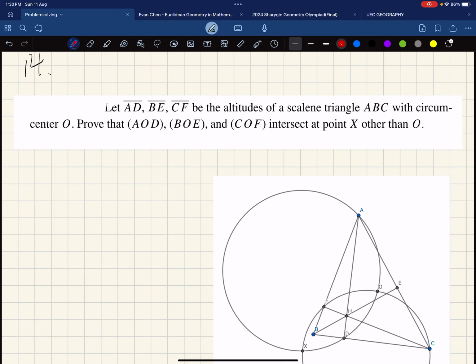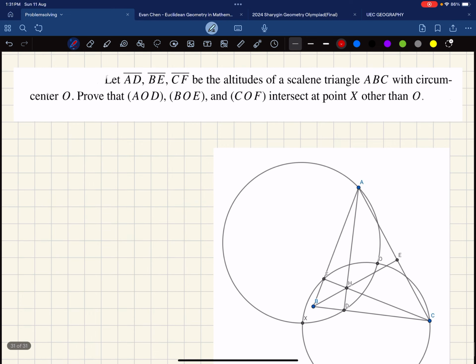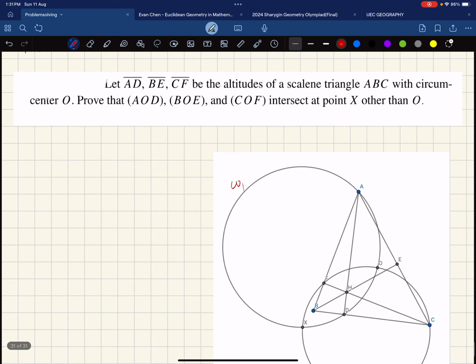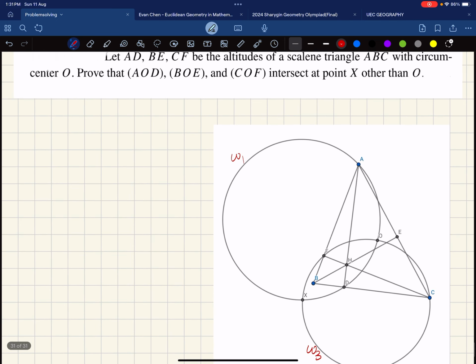So now it comes to a new question, proving that three circles meet at one point. Our method is to find the intersection of two circles and prove that it lies on the third circle. It is also used in this problem. Here, we denote the three circles as omega 1, omega 2, and omega 3. I only drew the two circles omega 1 and omega 3.